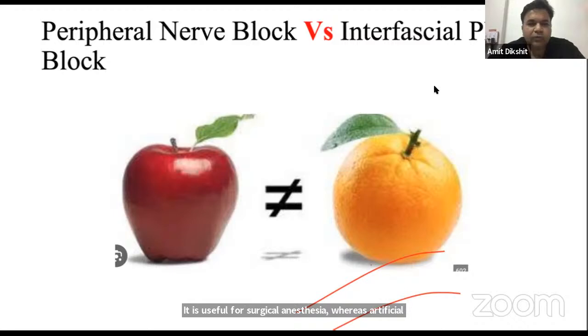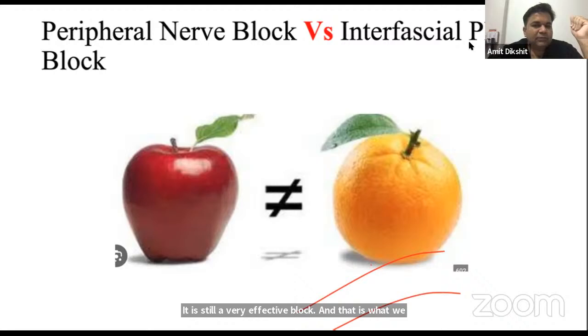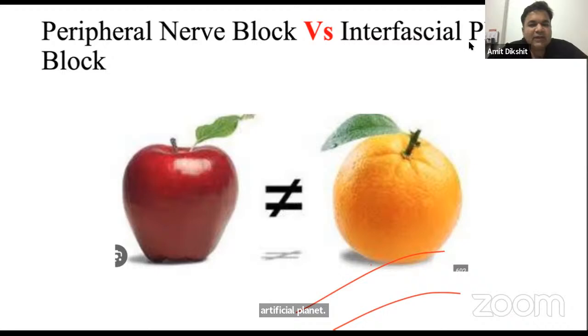So if I'm doing a brachial plexus block or a spinal block or an epidural block, the VAS score can come down from 9 to 0. Whereas with an interfascial plane block, if the VAS score has come from 9 to just 5, it is still a very effective block. And that is what we have to understand. Otherwise, most of the time, people say, we have done a TAP block, we have done an SAP block, and the patient is still having pain. Because we cannot apply the mindset of assessing a peripheral nerve block to an interfascial plane block. These are two different entities. And if we can understand that, then I think we will understand how interfascial plane blocks work.